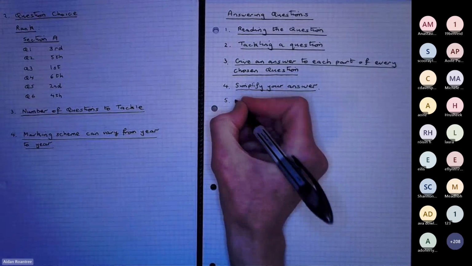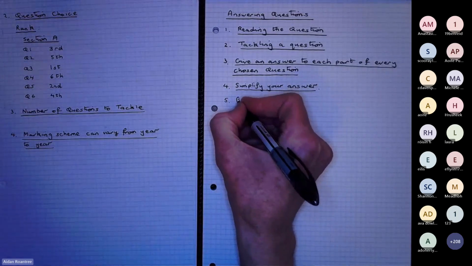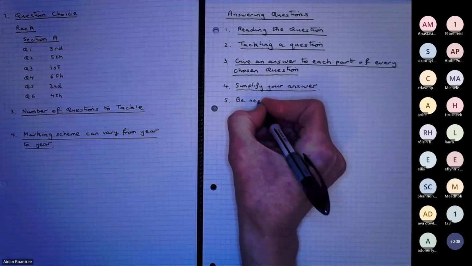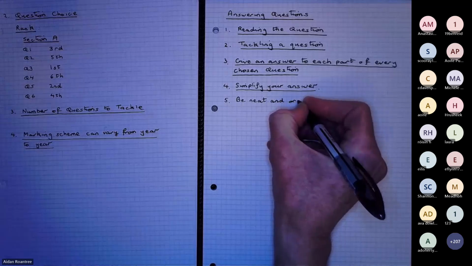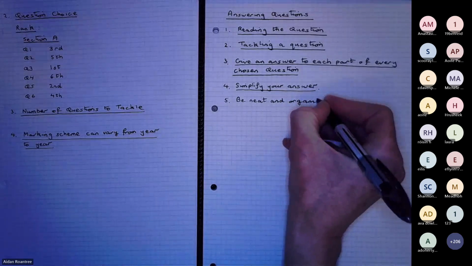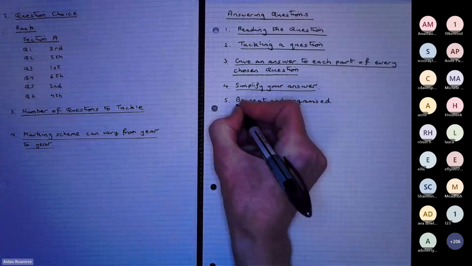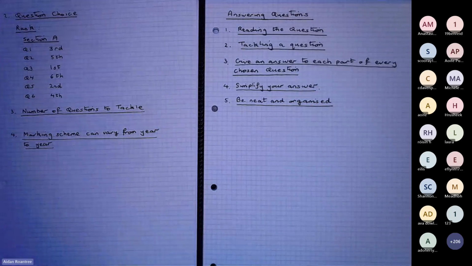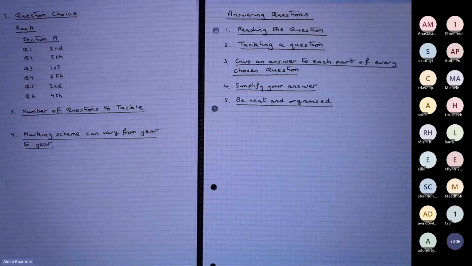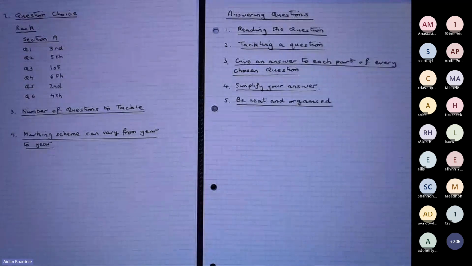Now, the next point, number 5, is be neat and organized. So be neat and organized, where possible. Although there are no marks being awarded for neatness, it should come as no surprise that there is a high correlation between neatness and excellent marks in a maths exam.